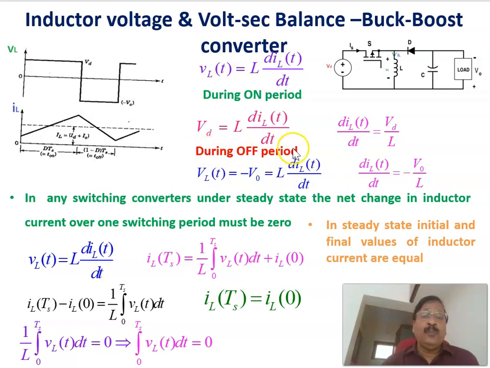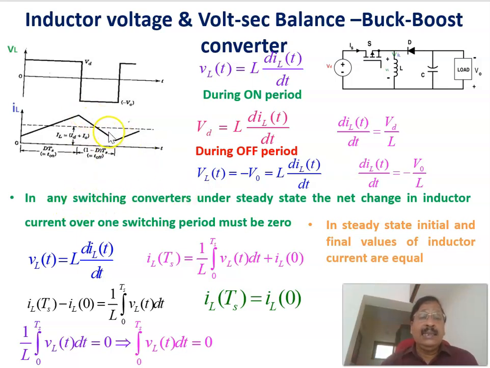And during the off period, the voltage across the inductor is equal to minus V0. Therefore, minus V0 equals L diL by dt, or diL by dt is equal to minus V0 divided by L. Therefore, this is the rate of change of current through the inductor when the switch is off, and this is the rate of change of current through the inductor when the switch is on.